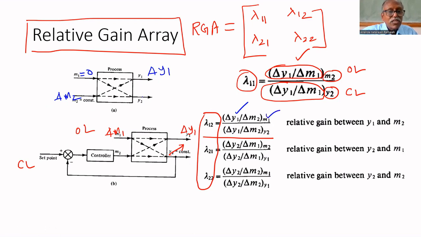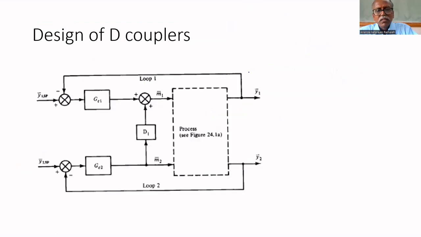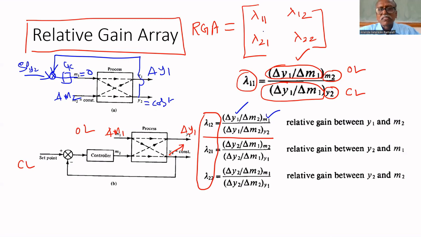How to find the denominator? You have to change m2 and find the change in y1, but you have to keep y2 constant. To keep y2 constant, you have to close this loop. You have to put a set point for y2, close the loop, and manipulate m1 to control y2. That's all. If you do like that, you will get lambda 12. In that way, you can find all the 4 elements of this. What are the possible combinations for this?